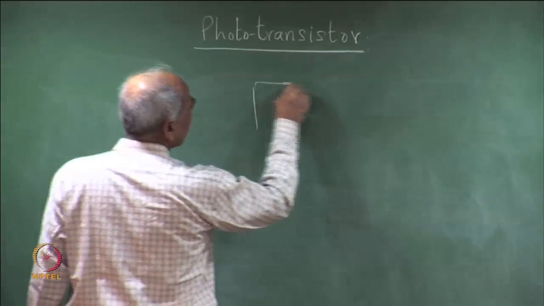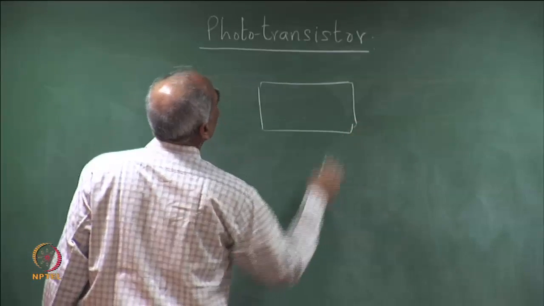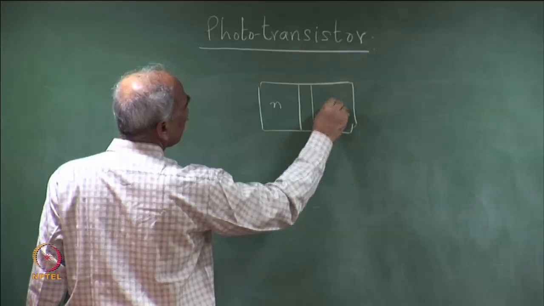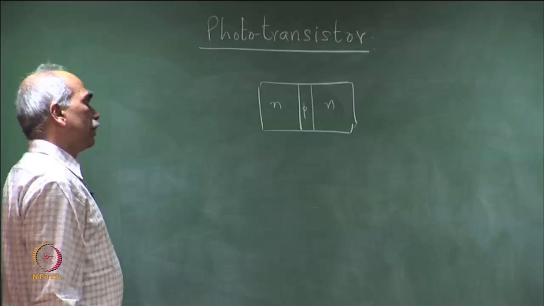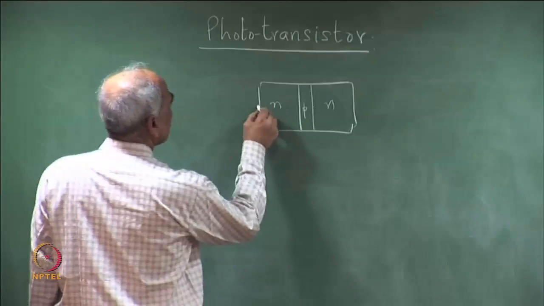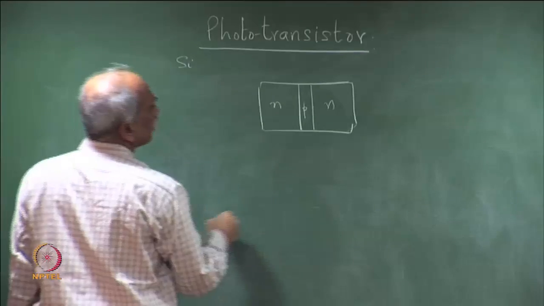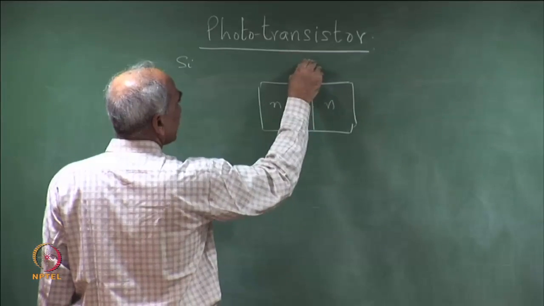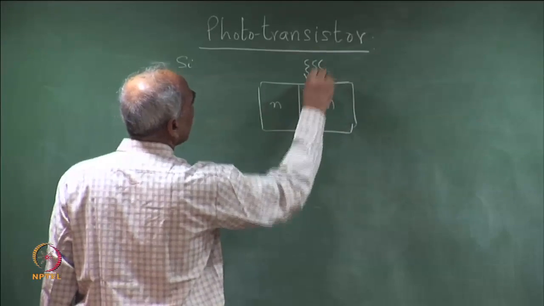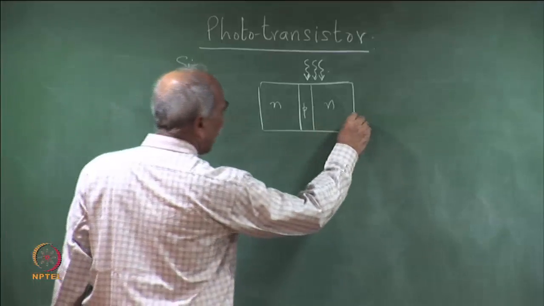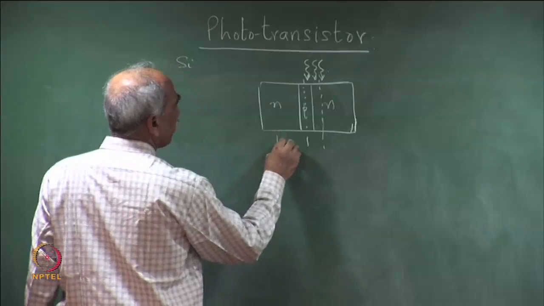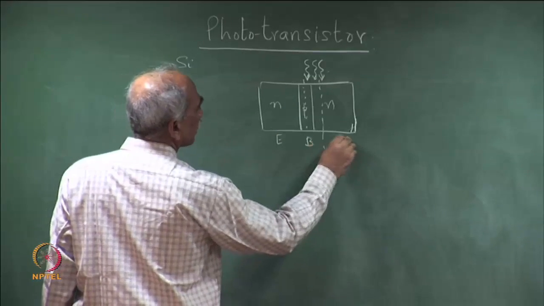A phototransistor is basically a transistor. Let me consider an NPN silicon transistor here. The incident light is incident at this junction. The light incident at other junctions does not really contribute to the current, and therefore the active junction is this one. So, this is an NPN transistor, this is the emitter, this is the base, and this is the collector.